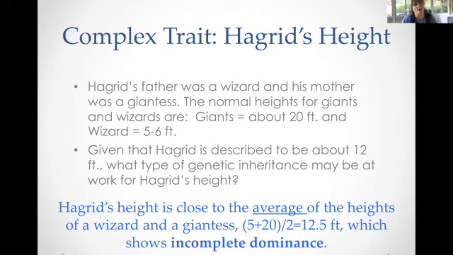Giants are about 20 feet. Maybe the mom was 19 feet. Maybe she was small for a giant. We don't know. Doesn't matter. It fits. It's right in between the two with that little variation.